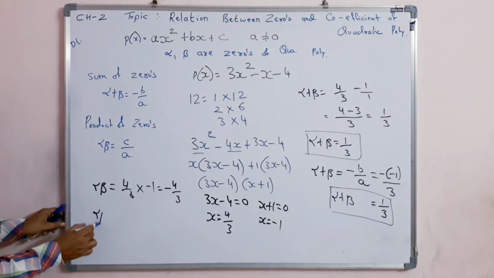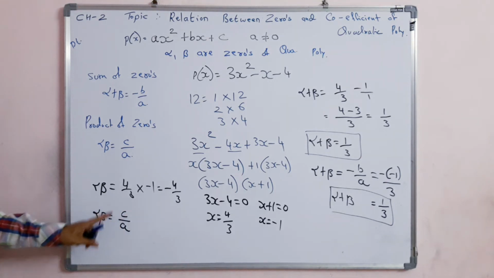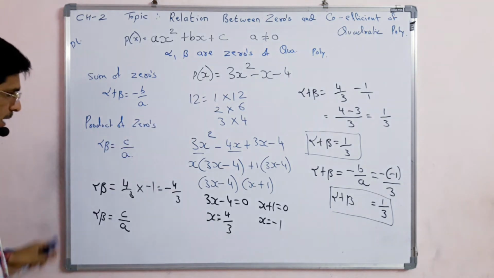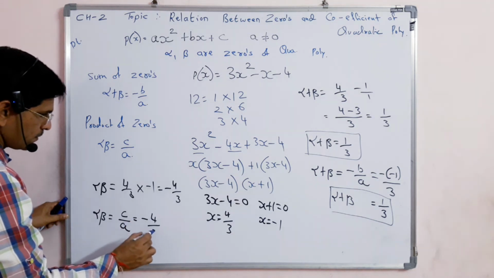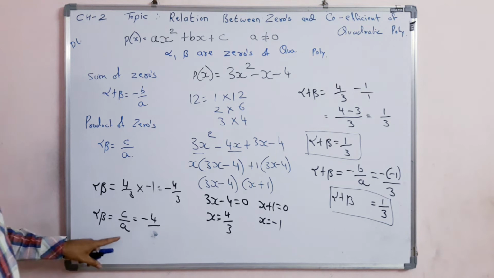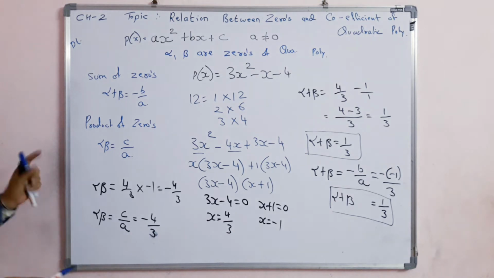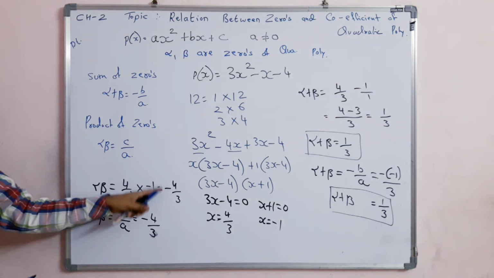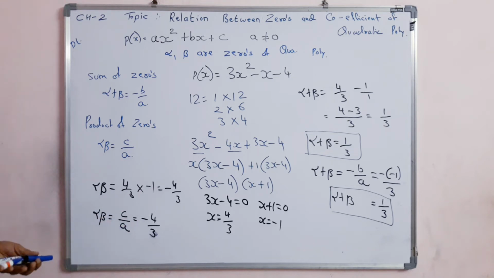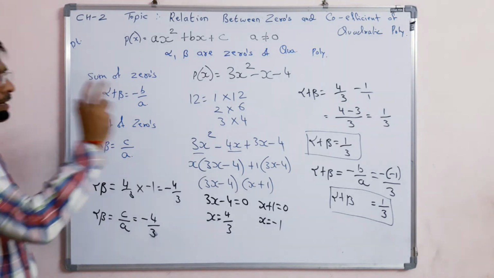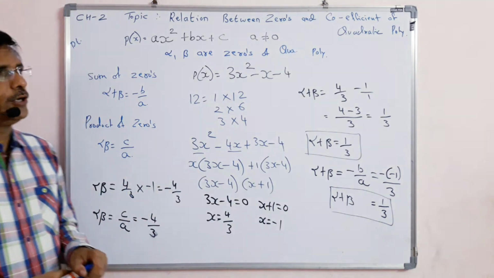Now according to the formula, alpha into beta is c by a. Now if we see c by a, we have to find out c, that is minus 4. So I have to write minus 4, and the value of a is 3, so I have to write 3 here. Again we compare that alpha into beta is minus 4 by 3. Again alpha into beta, c by a, is again minus 4 by 3. So that is one example related with the relation between zeros and coefficients of a quadratic polynomial.